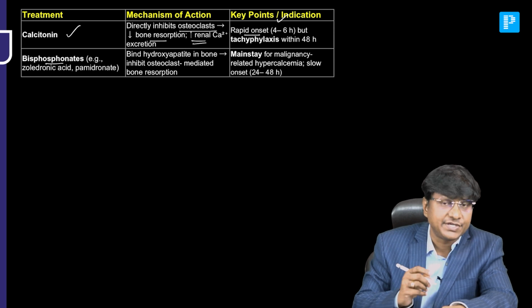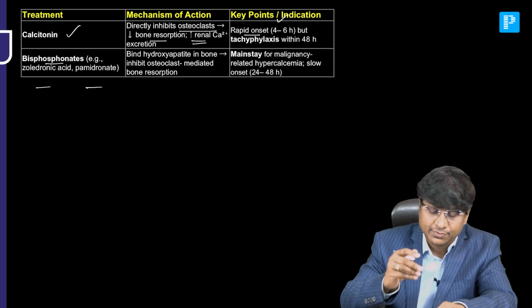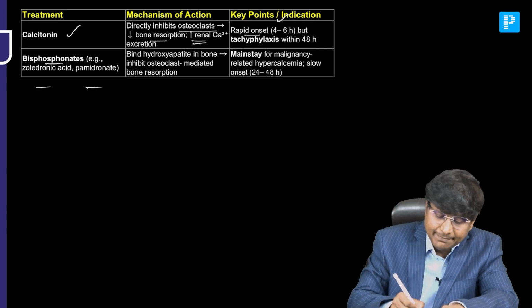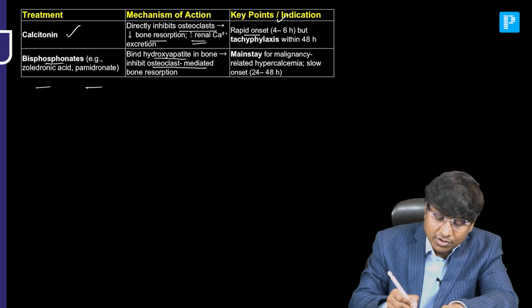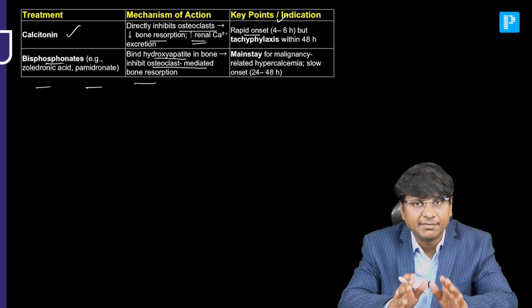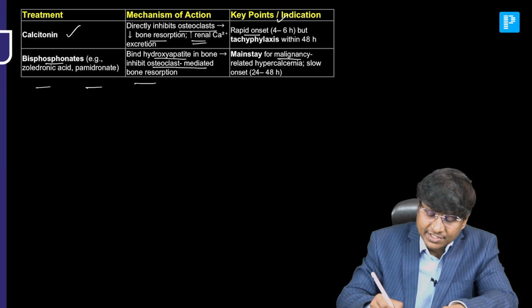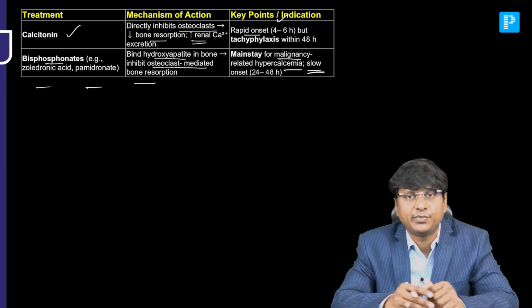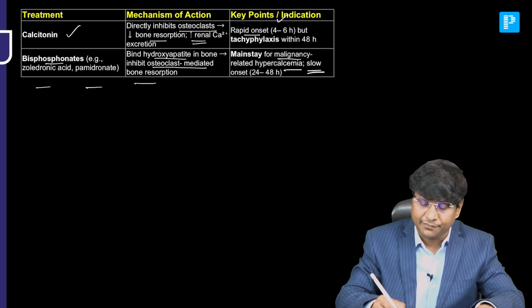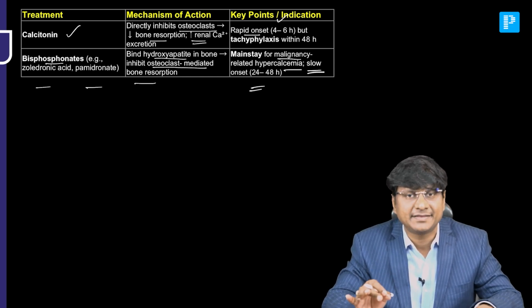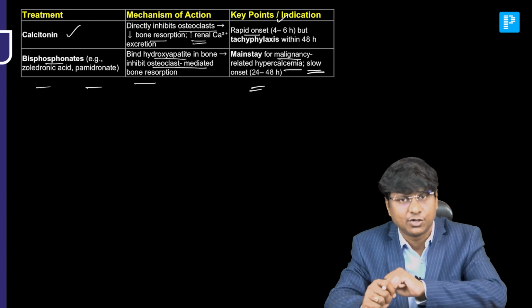The other drugs, as I was saying, are the bisphosphonates, that is zoledronic acid, as well as pamidronate. The mechanism of action of these drugs is that they bind hydroxyapatite in the bone and inhibit osteoclast-mediated bone resorption. Bisphosphonates are considered the mainstay of treatment for malignancy-related hypercalcemia. But the onset of action is not rapid like calcitonin. It has a slow onset of action, almost 24 to 48 hours. Mainly in case of primary hyperparathyroidism, bisphosphonates are considered the drug of choice.